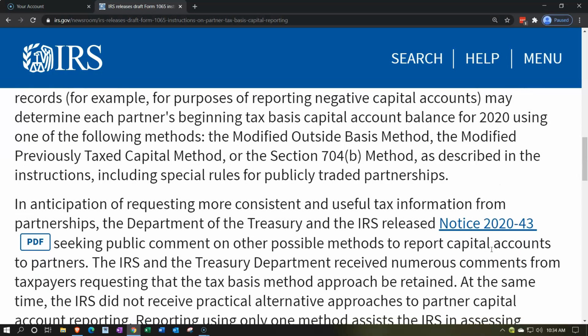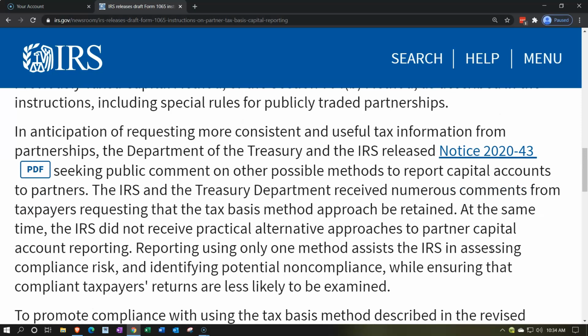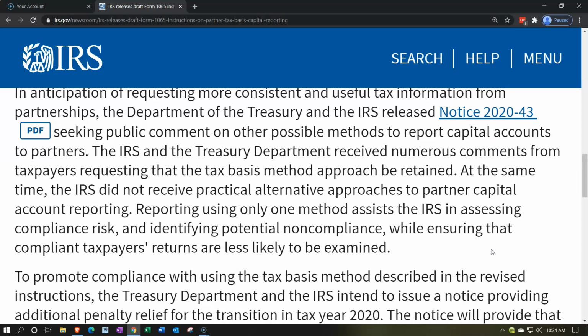In anticipation of requesting more consistent and useful tax information for partnerships, the Department of the Treasury and IRS released Notice 2020-43, there's a link to that here, seeking public comment on other possible methods to report capital accounts to partners. The IRS and the Treasury Department received numerous comments from the taxpayers requesting that the tax basis method approach be retained. At the same time, the IRS did not receive practical alternative approaches to partner capital account reporting.